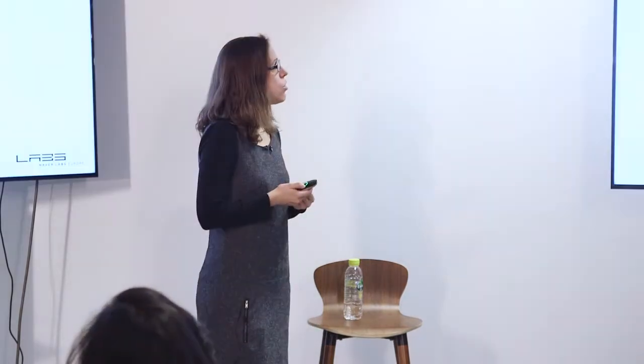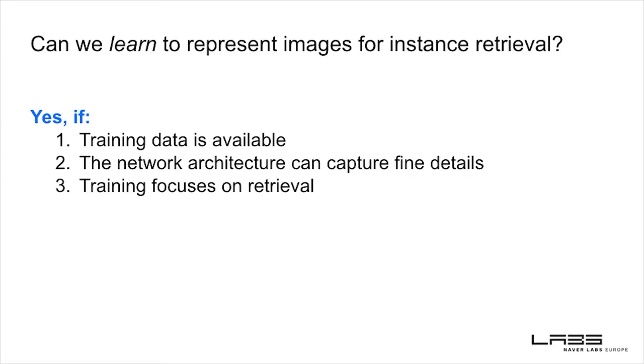So now that we've found these potential issues, can we build a visual signature that is tailored for instance retrieval? Can we solve these issues? So in other words, can we learn a representation that is exactly suited for this task we want to achieve, instance retrieval? And the answer is yes, if we solve these 3 things. So if training data is available, the network architecture captures the details, and if the training focuses on retrieval. And I'm going to show how we solve these 3 things.